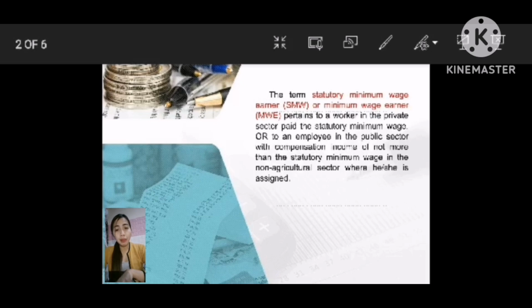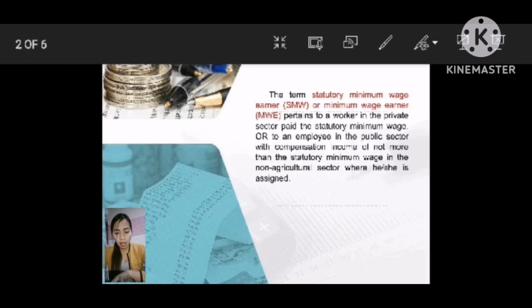So, ang ibang term na ginagamit dito ay SMW, or Statutory Minimum Wage Earner. The same lang po sila with Minimum Wage Earner, or the MWE. So, at ano ba ang tinutukoy nitong MWE or SMW? So, ang ibig lang nitong sabihin, kung ikaw ay isang manggagawa or empleyado na nagtatrabaho either sa private or public sector, at ang kinikita mo ay statutory minimum wage, ikaw ay isang minimum wage earner.